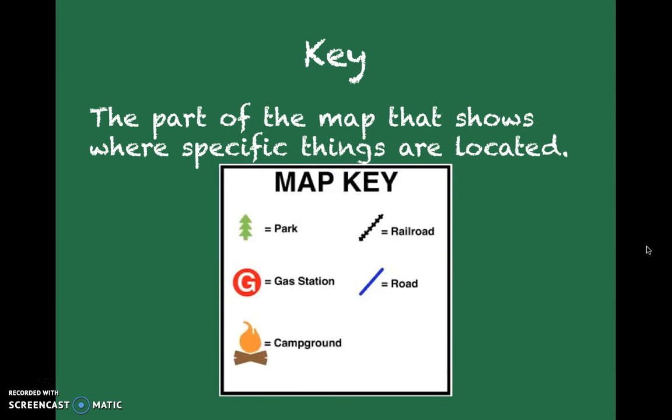Here we have an example where the image of a tree indicates the location of a park. A red circle with a G shows where a gas station is. A campfire shows the location of a campground. And then we have railroad tracks and blue lines as roads. Every map is different, and thus every map key is different.